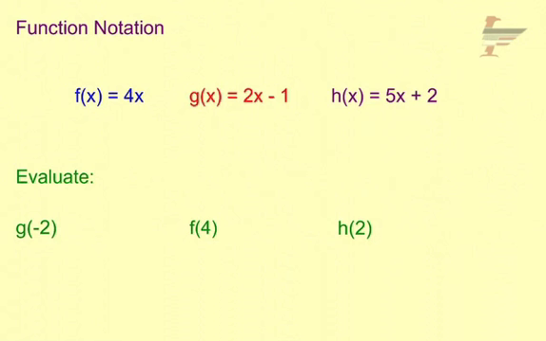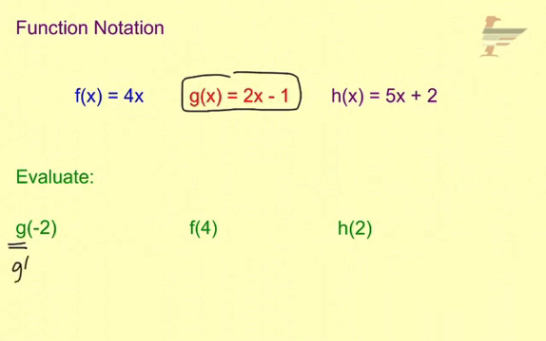So we have a few examples practicing with the function notation, and we're asked to evaluate g of negative 2, f of 4, and h of 2. So we'll start with that g of negative 2. What this function notation tells us, first it says the g, and that will direct us to which function we should use. So we know, all right, we have to use our g function for that.